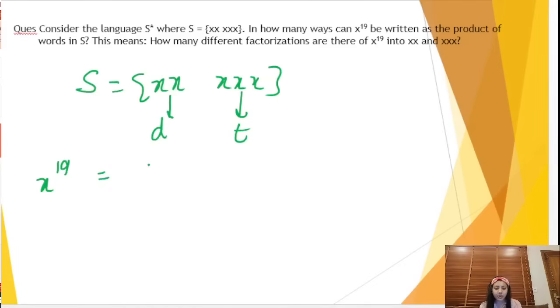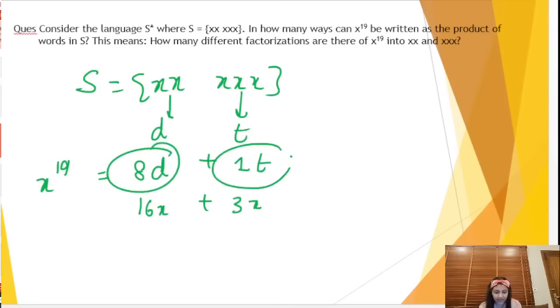Either I can take it as, if I take 8 times double, then how many X will I get? I will get 16X. And if I take this triple one time, then how many X will I get? I will get 3X, right? So in total I will get 19X. So this is one way of writing it. Either take this double 8 times and take this triple 1 time, so I will get X19. This is one of the ways.